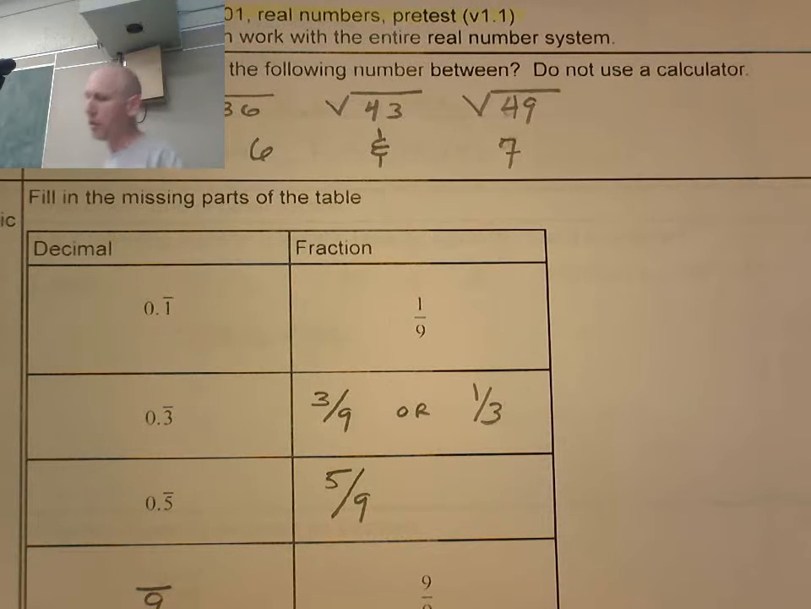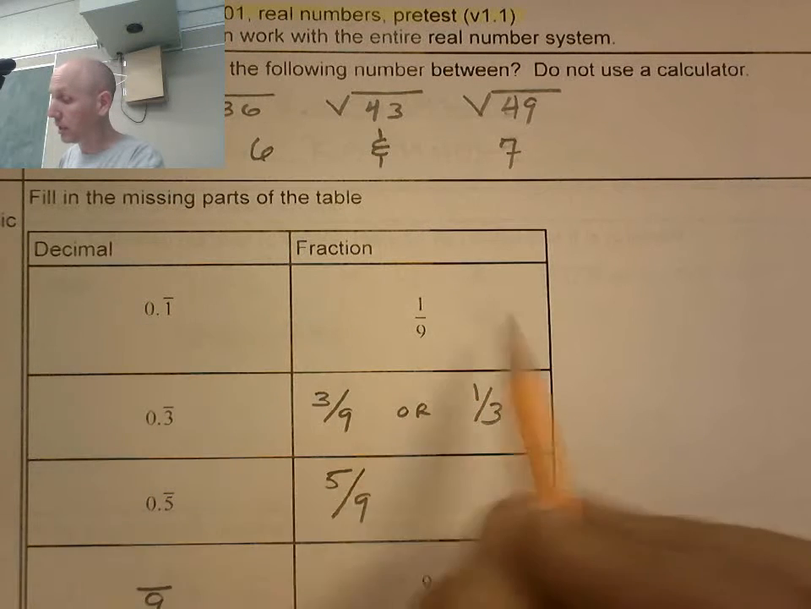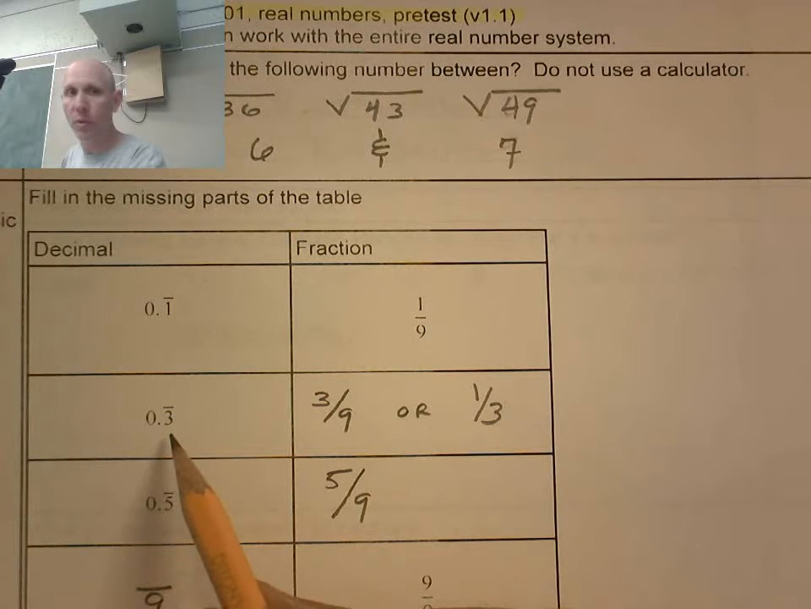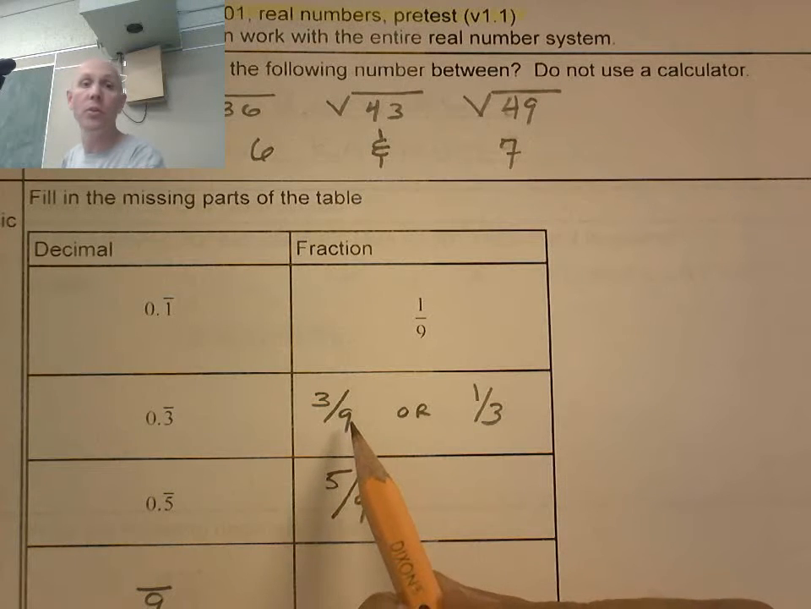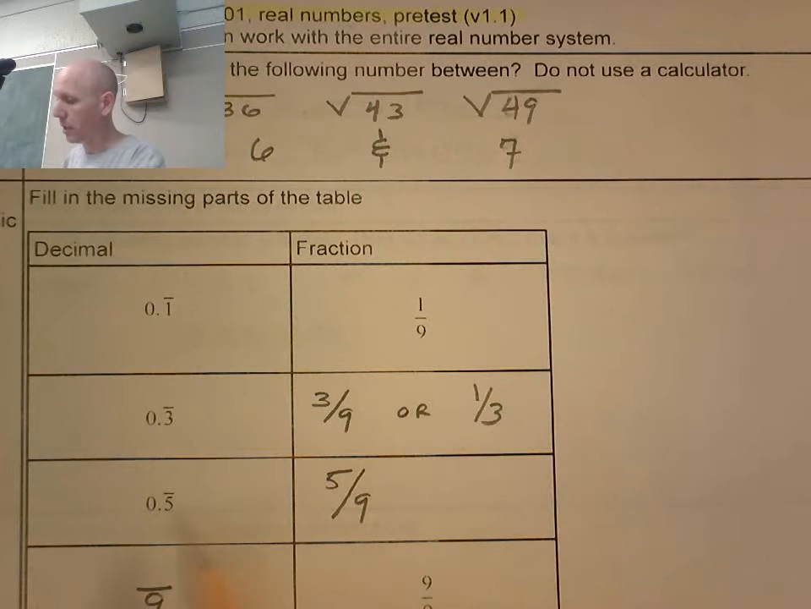Fill in the missing parts of the table. So I know that 0.1 repeating is just 1 over 9. This idea of a single repeating digit, I just put it over 9, and I get the repeating decimal in fraction form. So 0.1 repeating is 1/9. 0.3 repeating is 3/9, which would simplify to 1/3.